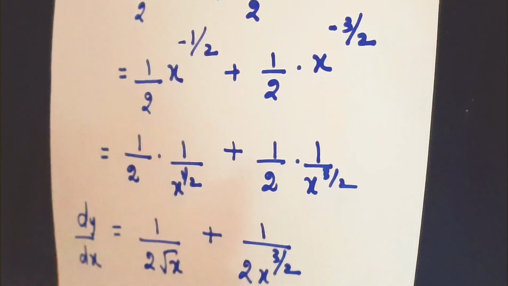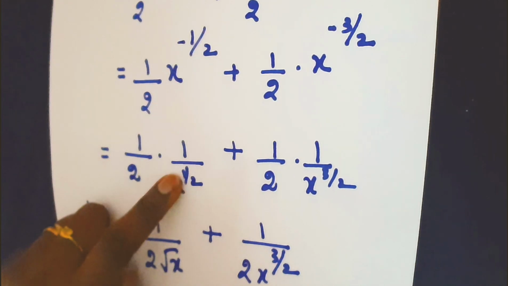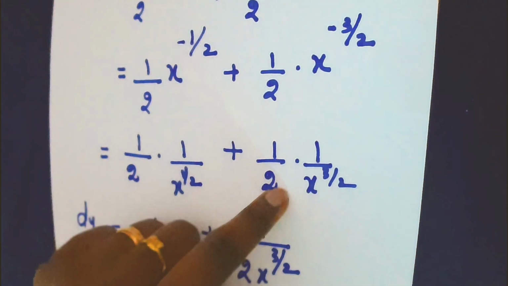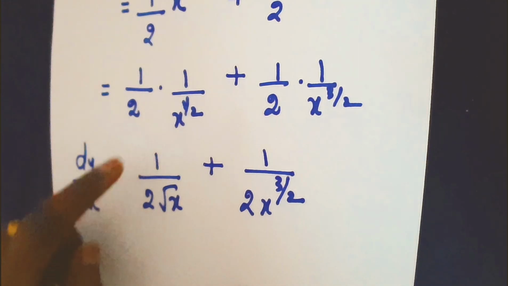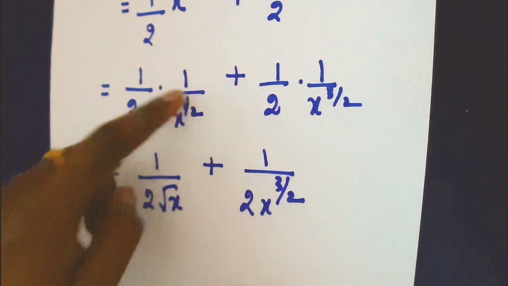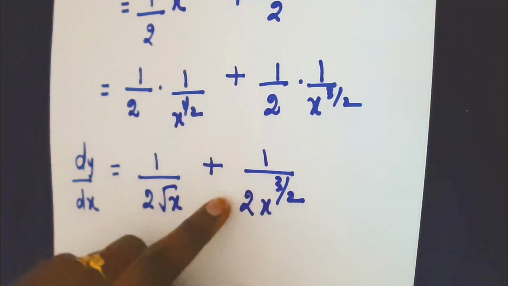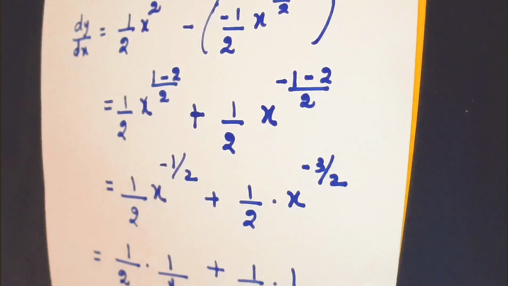Again we simplified it. We brought x to the power negative half to the denominator. It will become 1 by x to the power half, plus half into x to the power minus 3 by 2 can be written as 1 by x to the power 3 by 2, which is equal to 1 by 2 into x to the power half is root x, plus 1 ones are 1 divided by 2 x to the power 3 by 2. This is the answer.